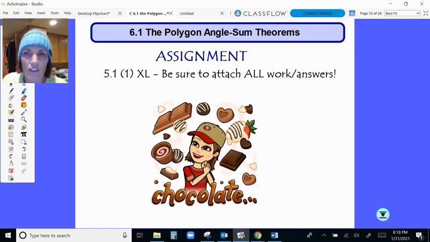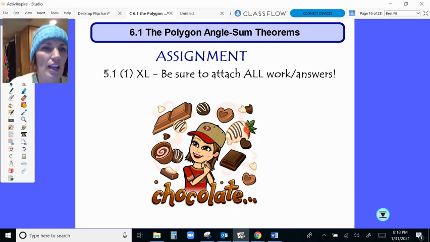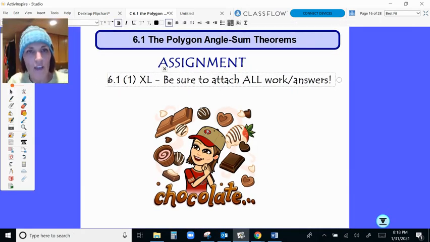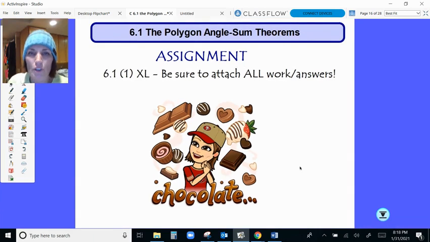So you have an Excel in Google Classroom. This should say 6.1, not 5.1. I thought I changed that. So we're going to change that right now. So that should say 6.1 in Google Classroom. Be sure to attach all of your work and answers. There should be no blanks, no not applicables, no skipped answers and so forth. Okay, so you should have it completely just like you're doing it from the book. All of the numbers, you should see them all numbered out.